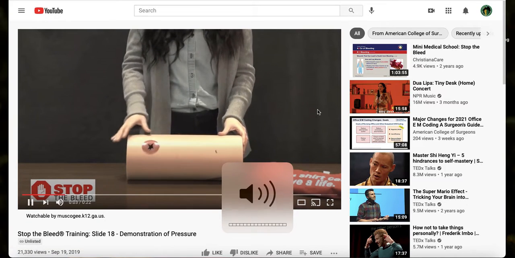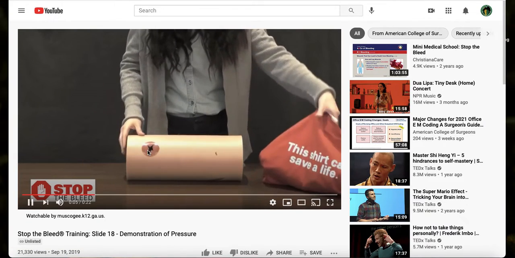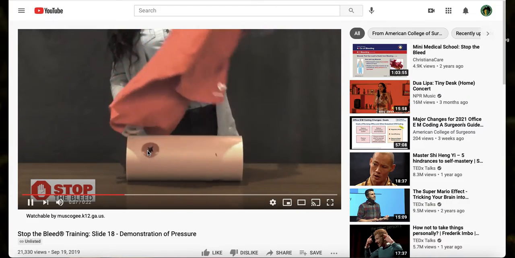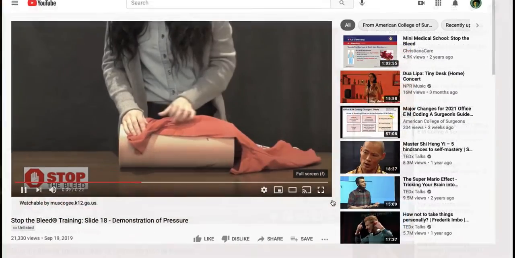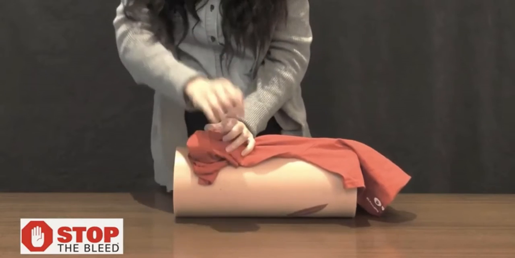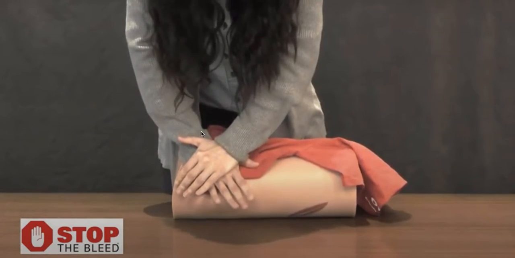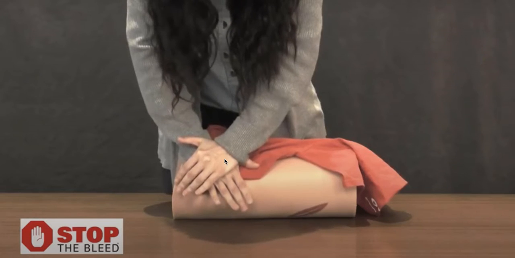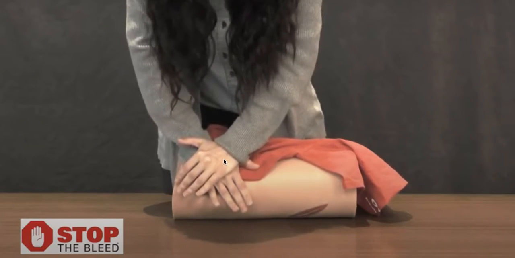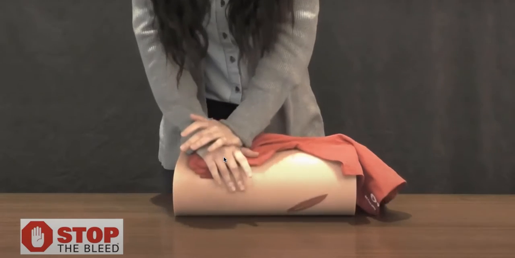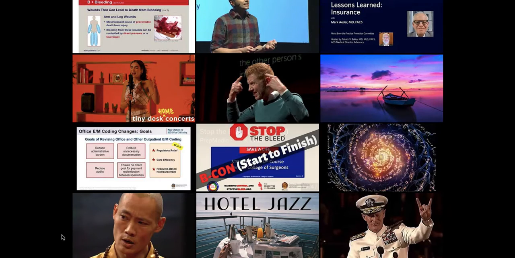Okay, so you can see she has the wound right here. And of course, that shirt says, "This shirt can save a life." And as you can see, she's putting just enough of the shirt to cover over the packing, and then she puts direct pressure. Notice she puts her chest directly over her hands, so that way she can squish down and really apply firm pressure. Okay, so let's watch that again.